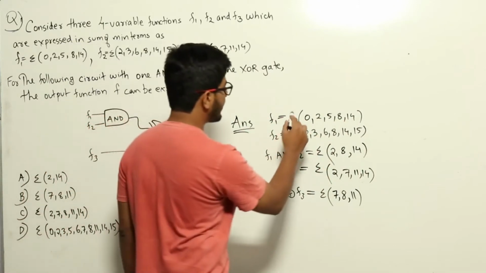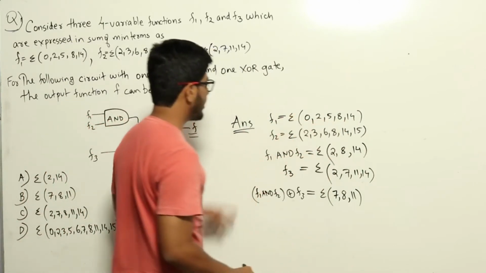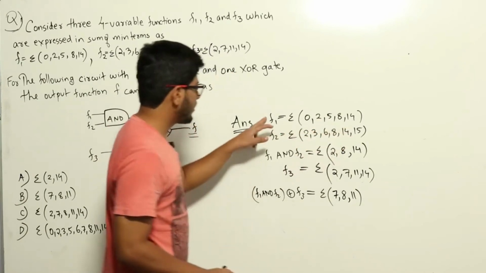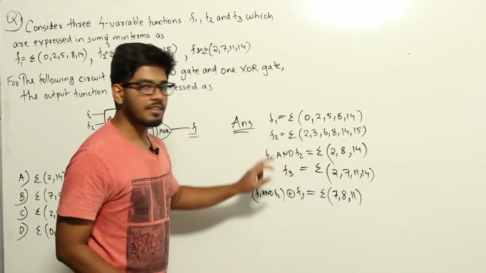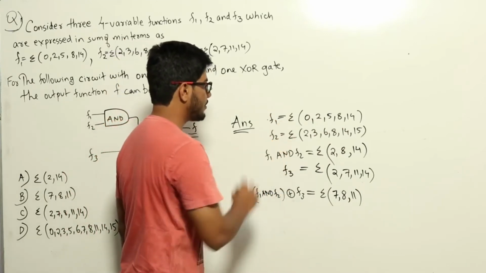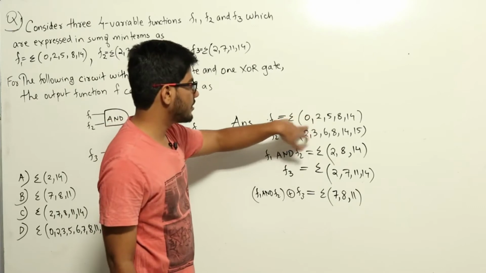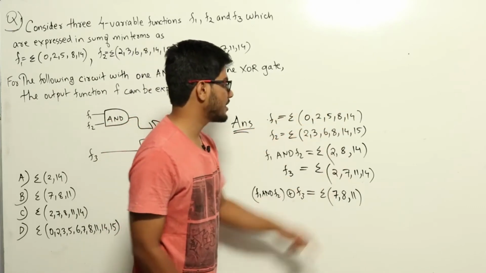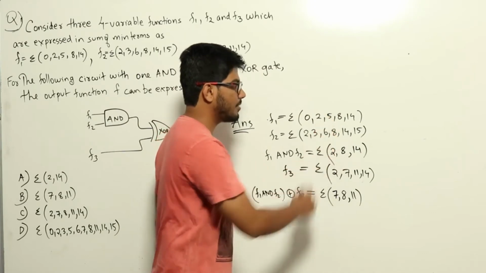Okay, and f1 is given as sigma of 0, 2, 5, 8, 14, f2 is given as sigma of 2, 3, 6, 8, 14 and 15. So when we are doing f1 AND f2, the output will be 1 only if it is 1 in f1 as well as 1 in f2. So we just need to find out the numbers which are common in f1's sigma function and f2's sigma function. Just take the numbers which are common in both of those.